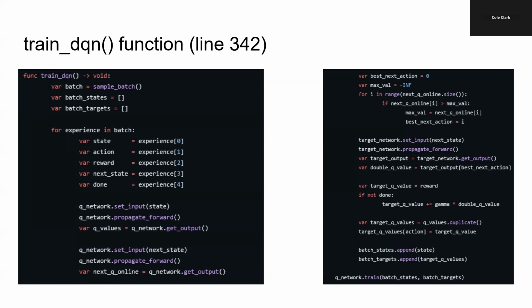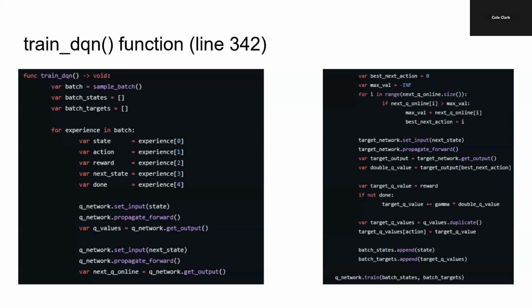Then 2 arrays are set up to store batch states and batch targets. For each experience in our sample of the replay buffer, we separate it into the state, action, reward, next state, and done values. After this, the current values from the Q network are collected for both the state and the next state.